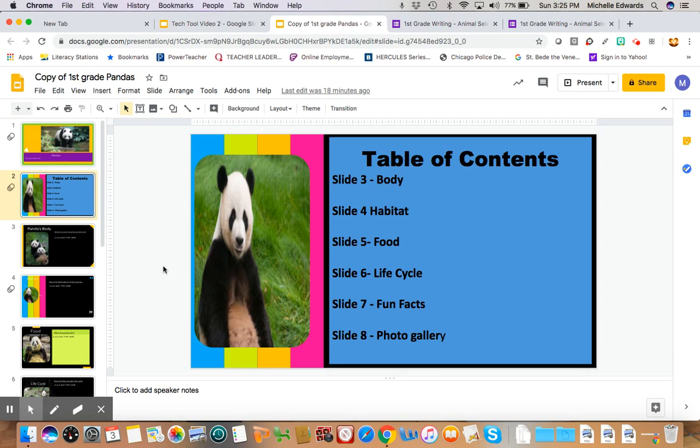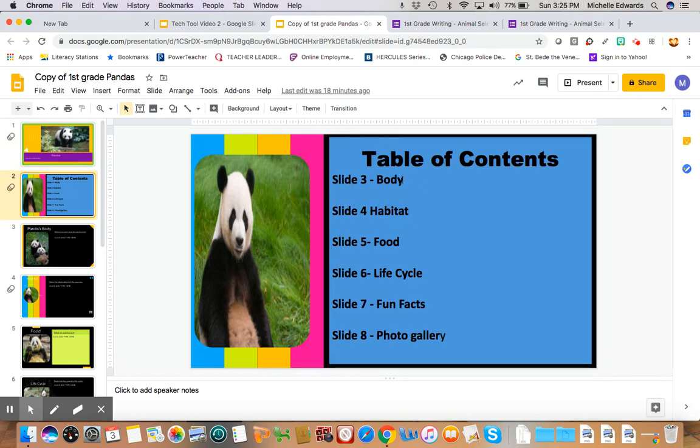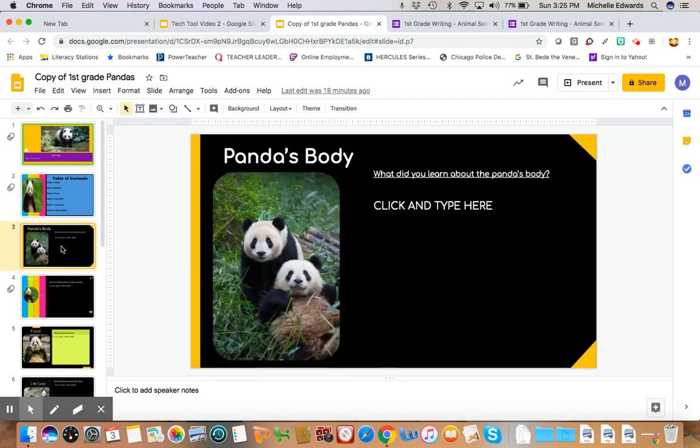So they would first have their cover with their animal and their name. Then the table of contents would go through all the information they're learning from GoPebble about their animal. And then each slide allows students to write what they've learned about the animal. So this is setting up a nonfiction book for the students in the same way they would do on paper and pencil. Even though we're working remotely, this is definitely a tool that can be used when we're back in the classroom in the fall.